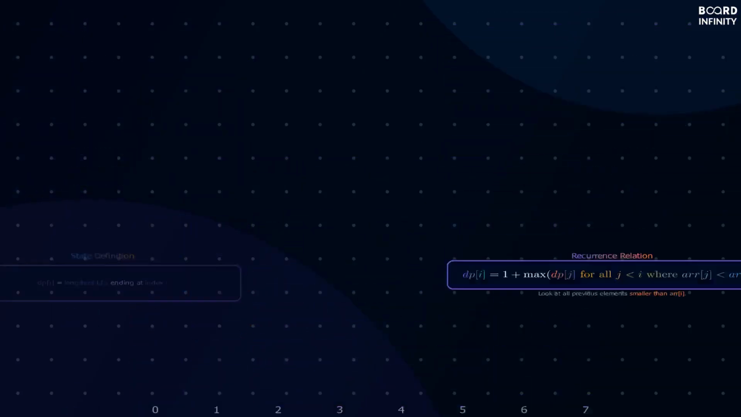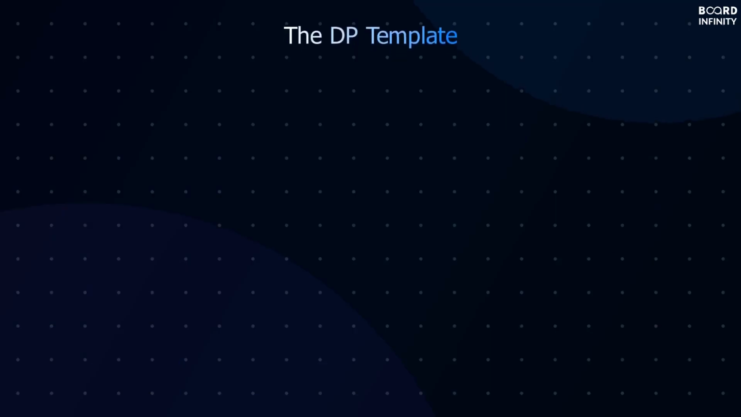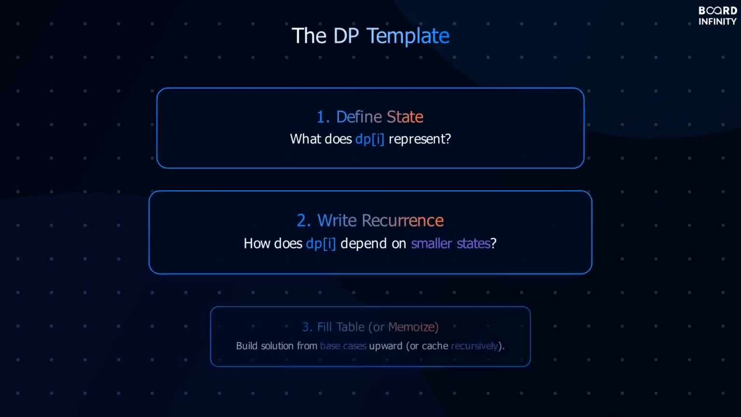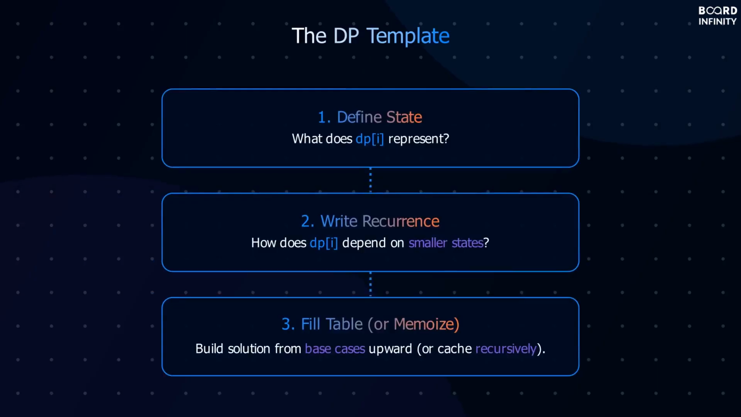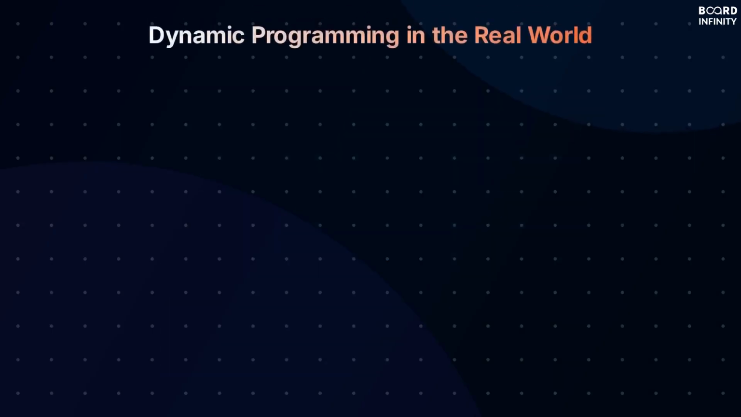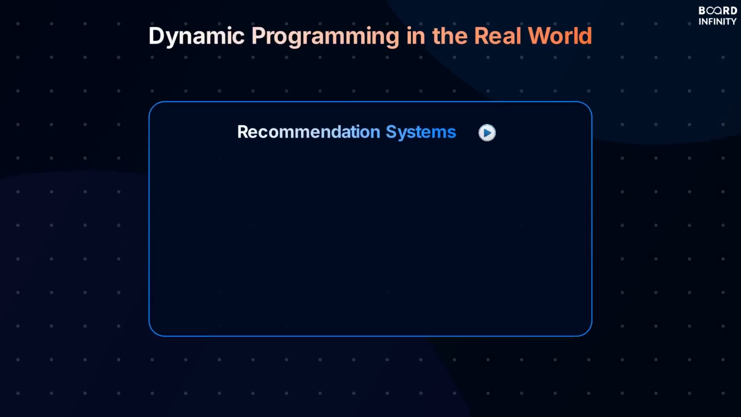These examples show the same pattern. Define state. Write recurrence. Fill table. Once you see the structure, DP problems stop feeling random and start feeling systematic. So where does this actually show up in the real world? Dynamic programming isn't just a coding interview trick. It's a fundamental technique used everywhere.